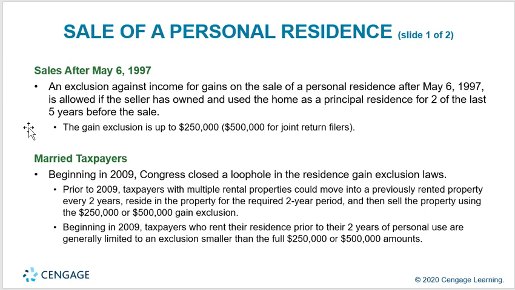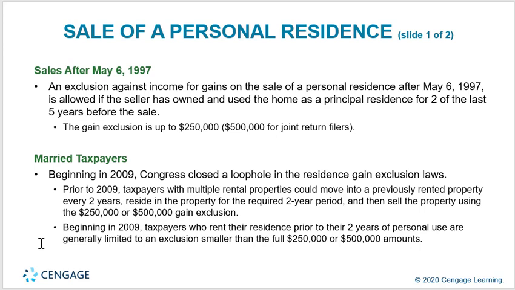type of gain. Beginning in 2009, Congress closed a loophole in the residence gain exclusion laws. Prior to 2009, taxpayers with multiple rental properties could move into a previously rented property every 2 years, reside in the property for the required 2-year period, and then sell the property using the $250,000 or the $500,000 gain exclusion. Beginning in 2009, taxpayers who rent the residence prior to their 2 years of personal use are generally limited to an exclusion smaller than the full $250,000 or $500,000.